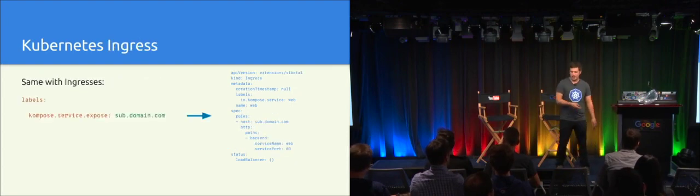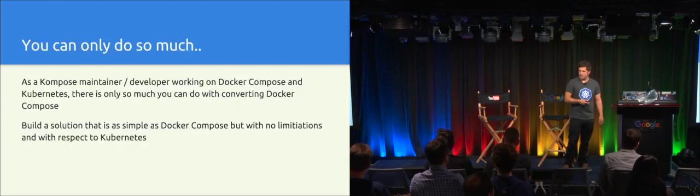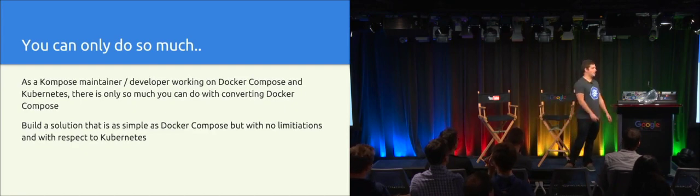Same with ingresses. Map the domain, and we create an ingress. Same with expose. Map the domain. We create the ingress in Kubernetes. We can only do so much. Like as a maintainer or developer working on Compose, there's only so much you could do. It gets to the point where you ask, what are some other alternatives?